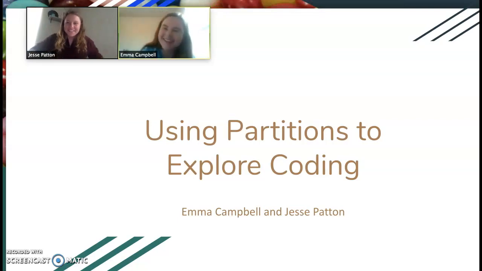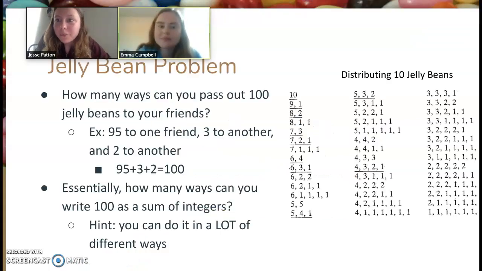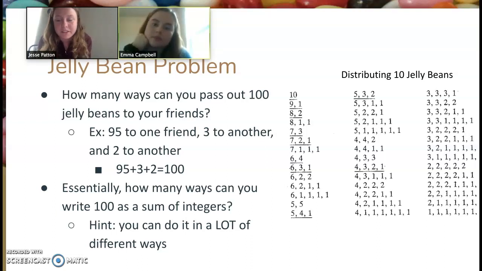We miss you, and we are excited to tell you about our delving deeper problem that we got to explore for this class. So we decided that jelly beans were just the way to go, and our problem poses to a child how many ways they could pass out 100 jelly beans to their friends.